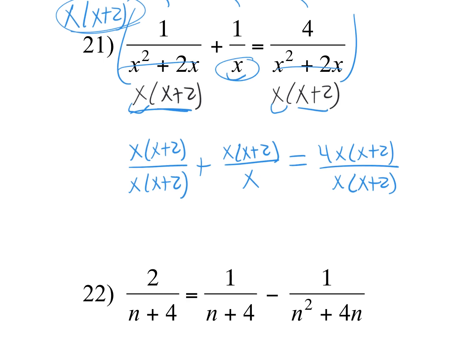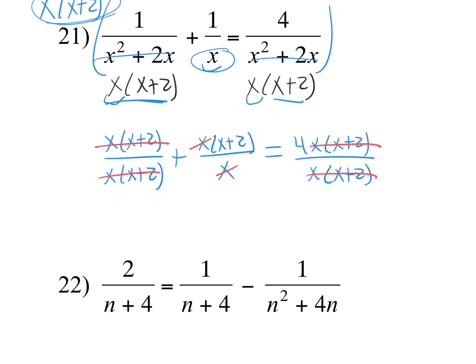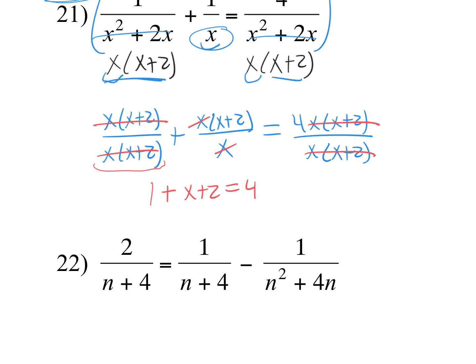And then let's see what cancels here. Over here, the x times x plus 2, the entire thing cancels. Over here, the x cancels. And then over here, the x times x plus 2 cancels. So when this all cancels, this just becomes a 1. Don't get tempted to write a 0. Even though it goes away, it doesn't disappear completely. You still need to write a 1. Anything divided by itself is 1. So we get 1 plus x plus 2 equals 4.